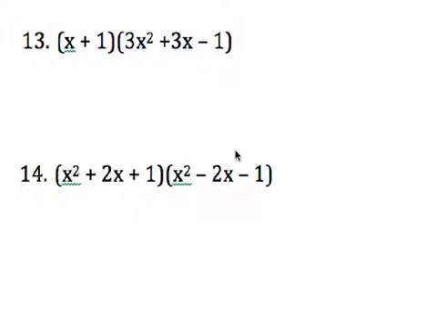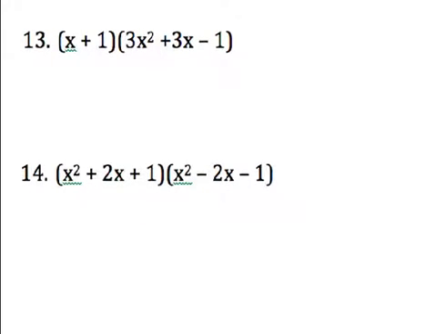Have a look at two problems from the bottom of that worksheet, and these guys are a little bit more complicated. So let's see what we've got. We've got a binomial multiplied by a trinomial for number 13, meaning we have to distribute the x to the 3x squared, to the 3x, and also to the minus 1, while also distributing the plus 1 to the 3x squared, the 3x, and the minus 1.